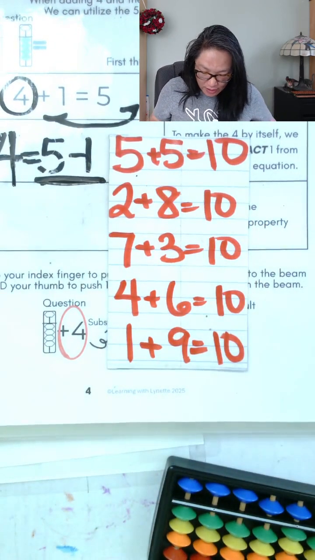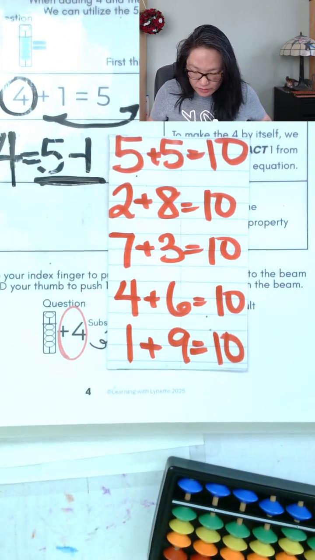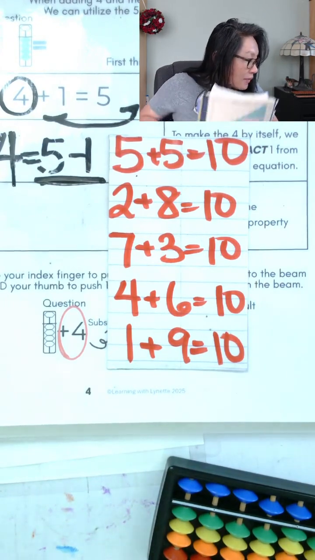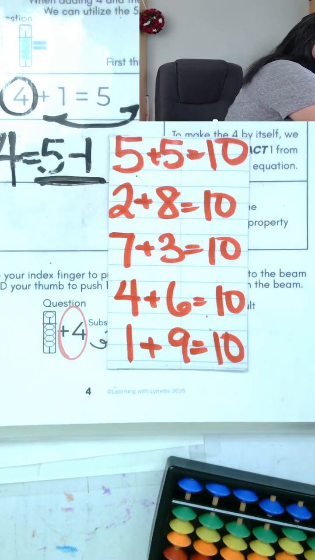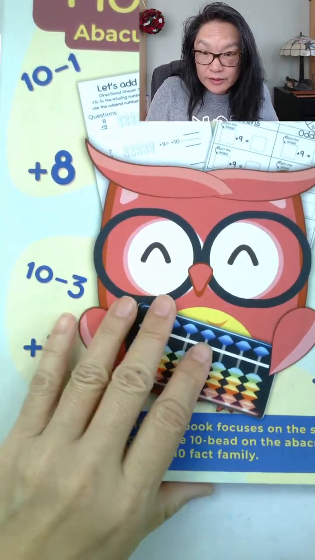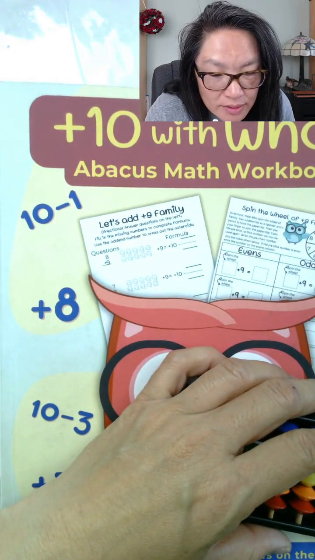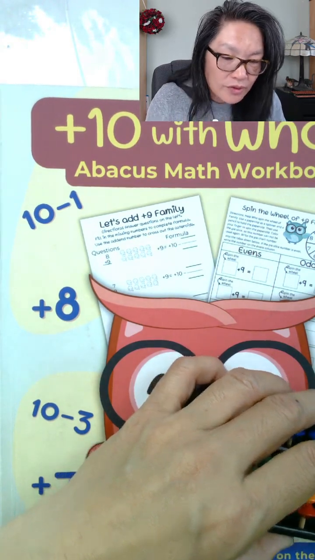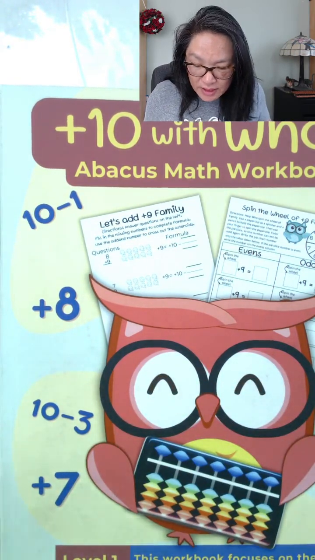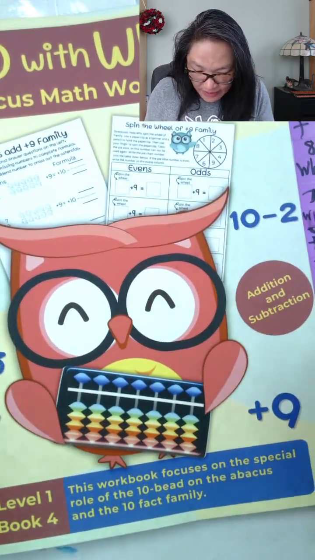So what are we going to do? We're going to make a 10. In abacus world, we call it making a 10. We're going to do this book. Why did I break it up? Because the numbers are very specific, and I don't want to confuse the kids.